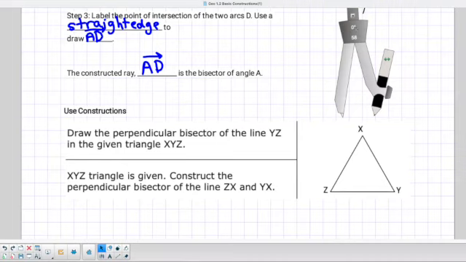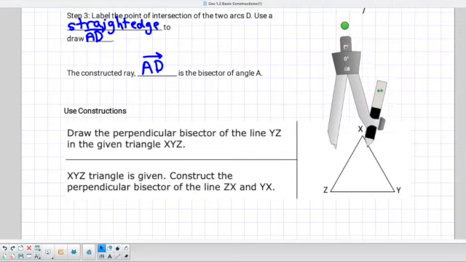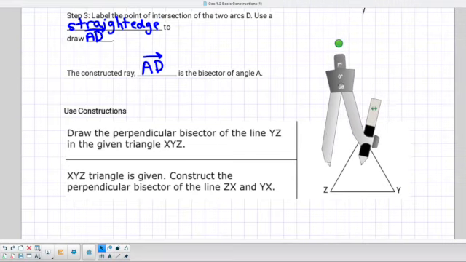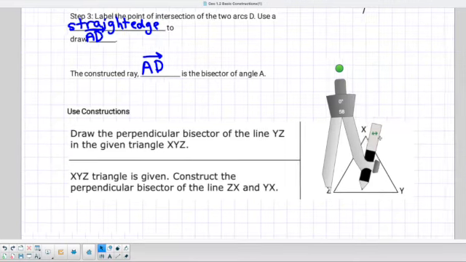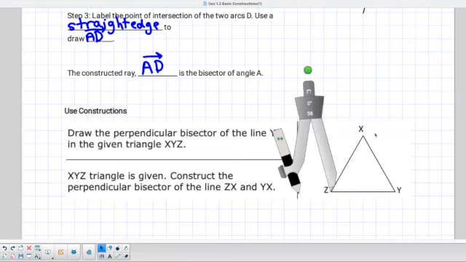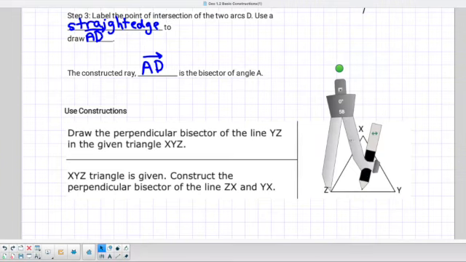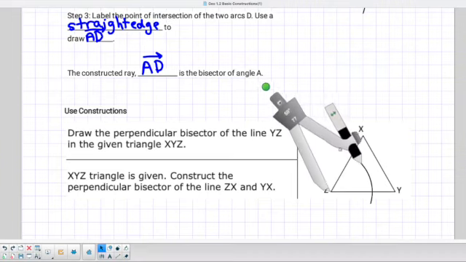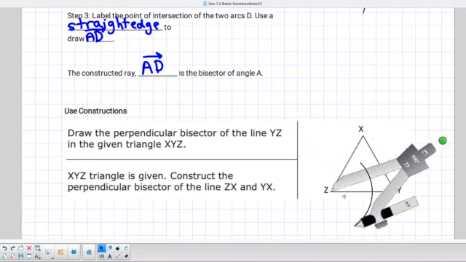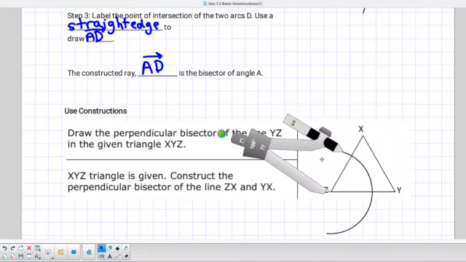For this example, using constructions, it asks us to draw the perpendicular bisector of line YZ. So we find line YZ is down here. We're going to set our compass at a width that is longer than half of line segment ZY. So we want to open it up so it's at least more than half. And we are going to draw a big arc. So remember I said you could just draw a big half circle all the way. That just saves you from having to pick up the compass.